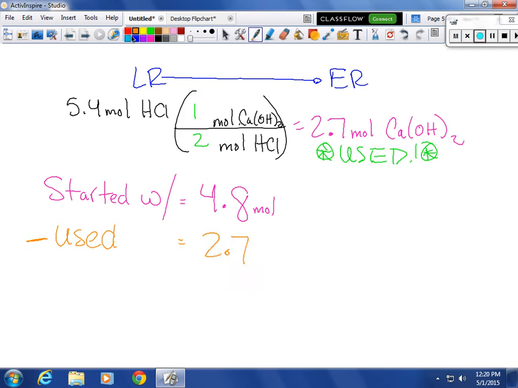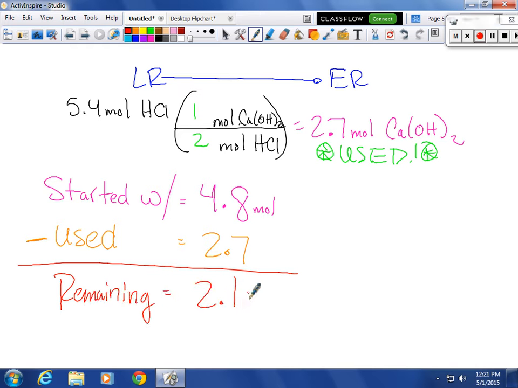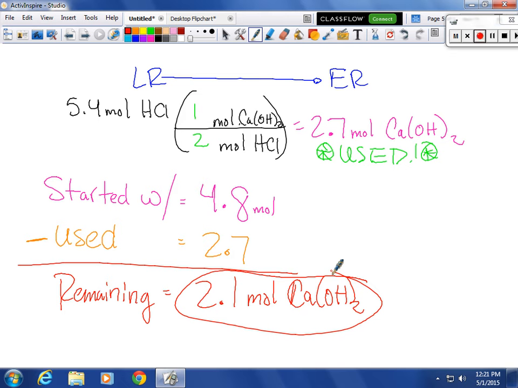2.7, and remaining is how much? 2.1 moles of CaOH2. You agree that's not a difficult thing? It's what we've always done. It's just adding one more step to it. Let's do it.